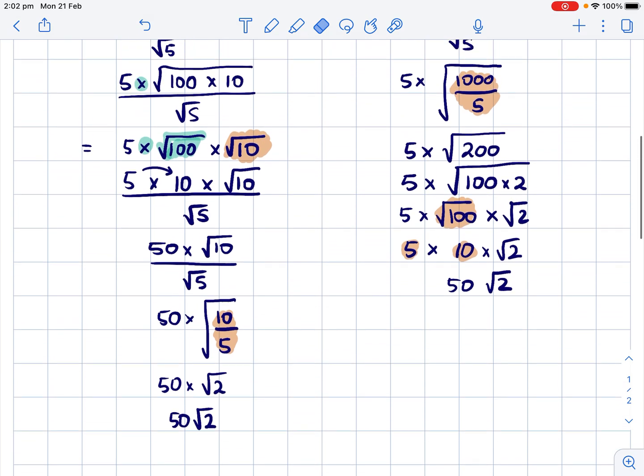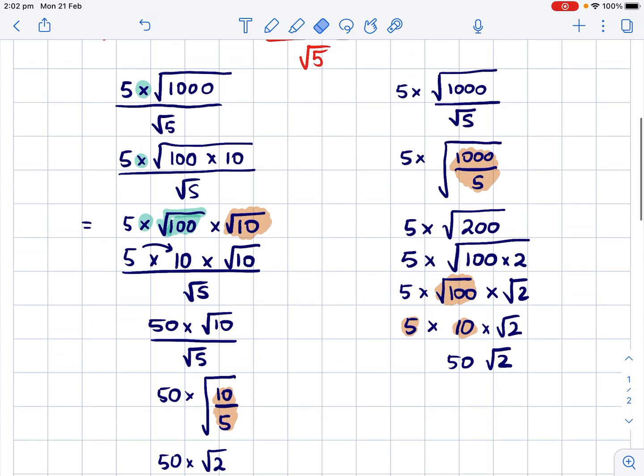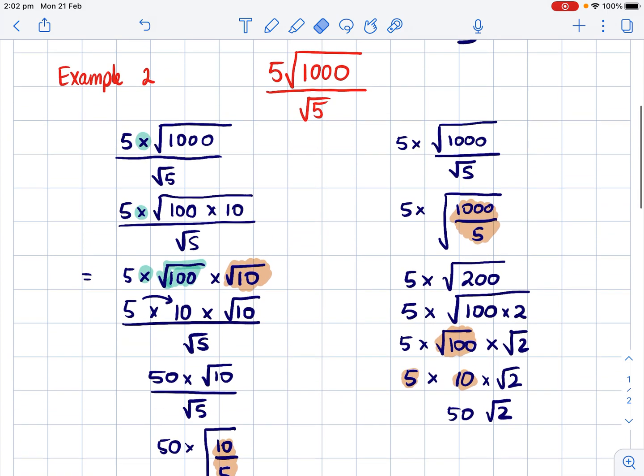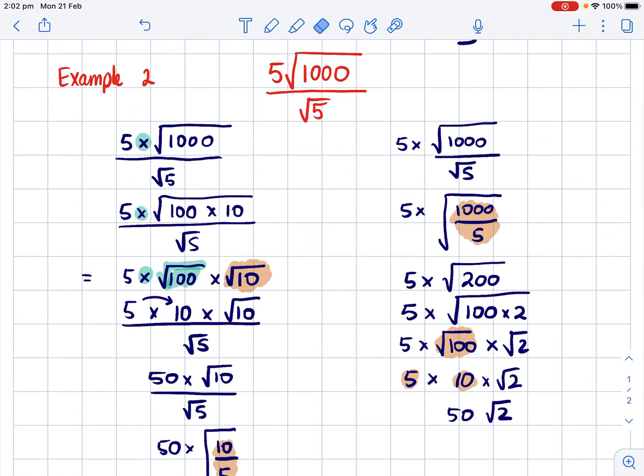So my point for showing you both ways is you don't have to do it the same way each time. You've got to do it the way that you find most comfortable. And the way that you find most comfortable is usually the way that your brain kind of leads you, depending on which person you are.